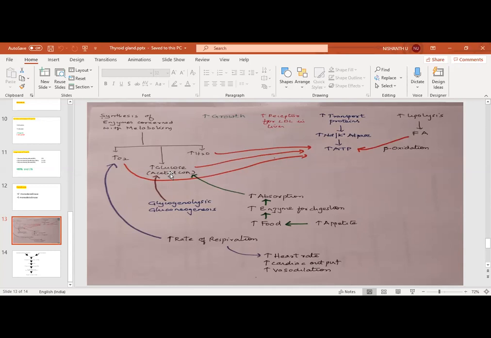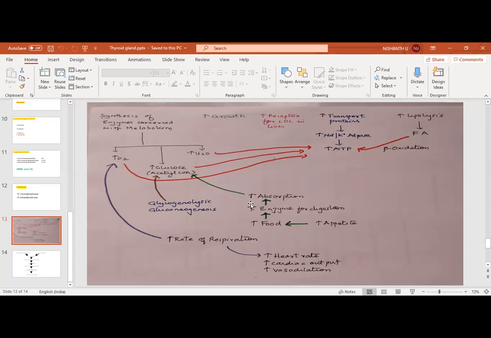That means your intestine should transfer the glucose from the intestine to blood. That means absorption should be improved. Which absorption? Glucose absorption should be improved. So that means thyroid hormone, which one? T3 and T4, it also increases the absorption of glucose from the intestine.